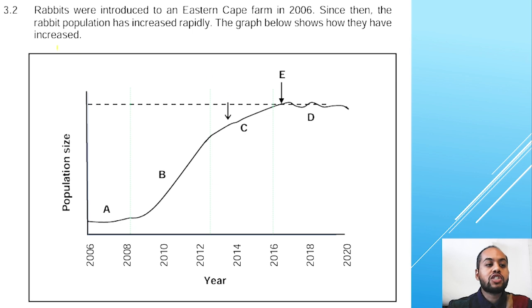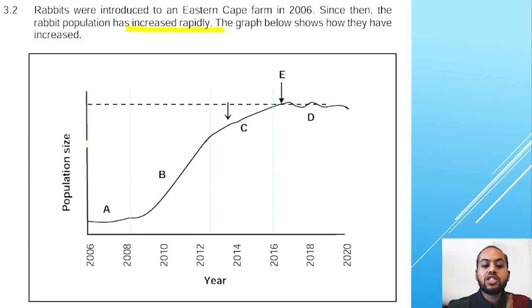If we look at our first question, it's a question from 3.2 that says rabbits were introduced to an Eastern Cape farm in 2006. Since then, the rabbit population has increased rapidly. The graph below shows how they increased.